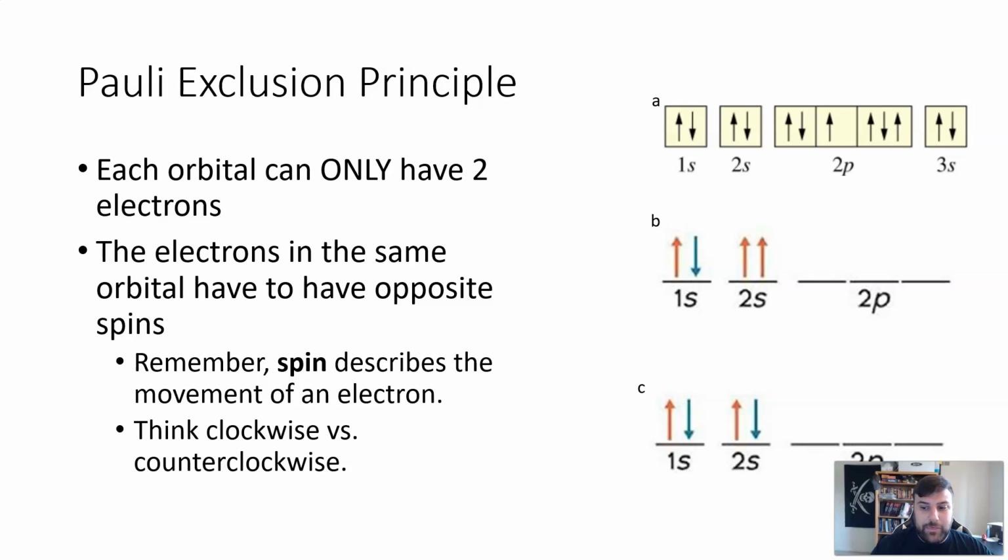So I want you guys to look at the 3 diagrams on the right. Which one or which ones are correct according to Pauli's exclusion principle? Which ones displayed are correct, and why are they either correct or incorrect?